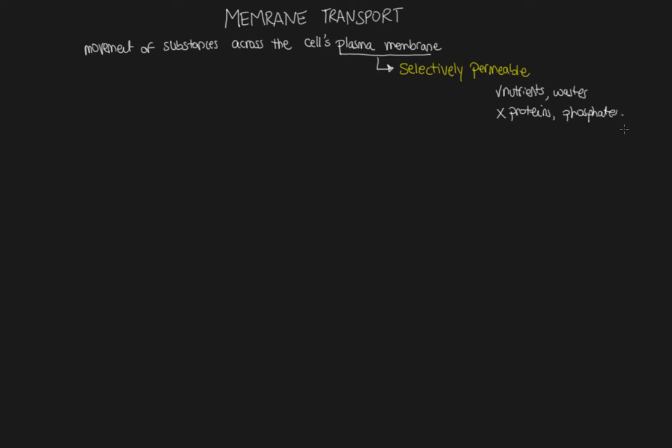So let's go ahead and look at the different types of transport mechanisms that can occur. And they are basically divided into two categories, what we call passive transport and active transport. And the main difference between these two is that passive transport processes do not require ATP or energy, versus active processes require ATP.